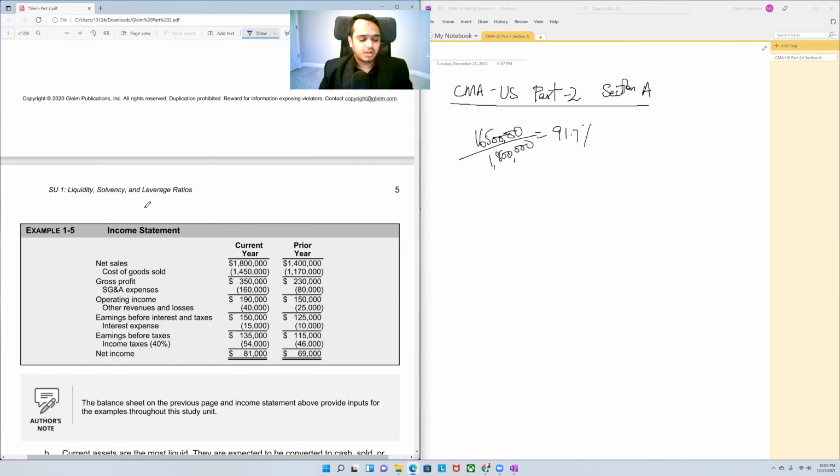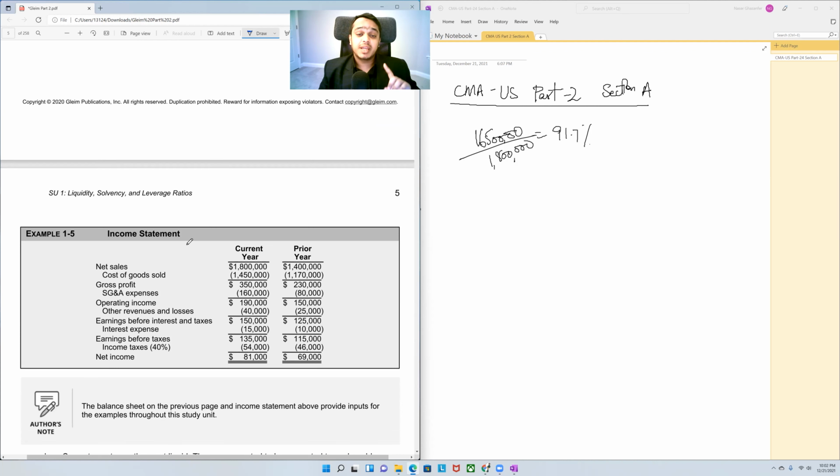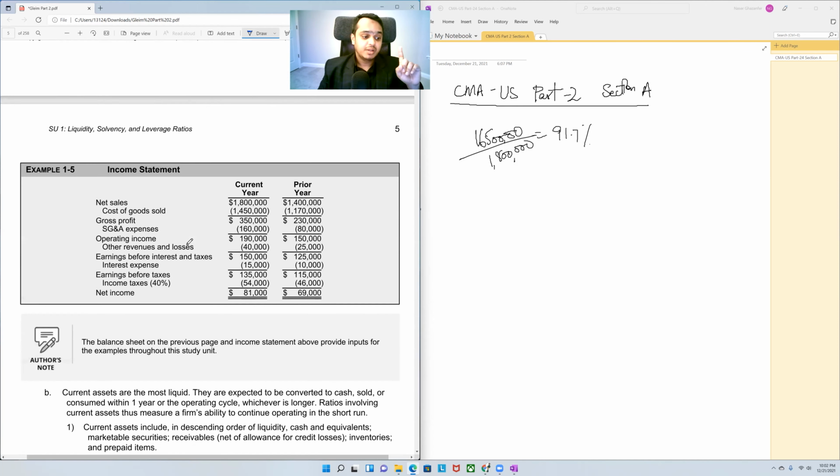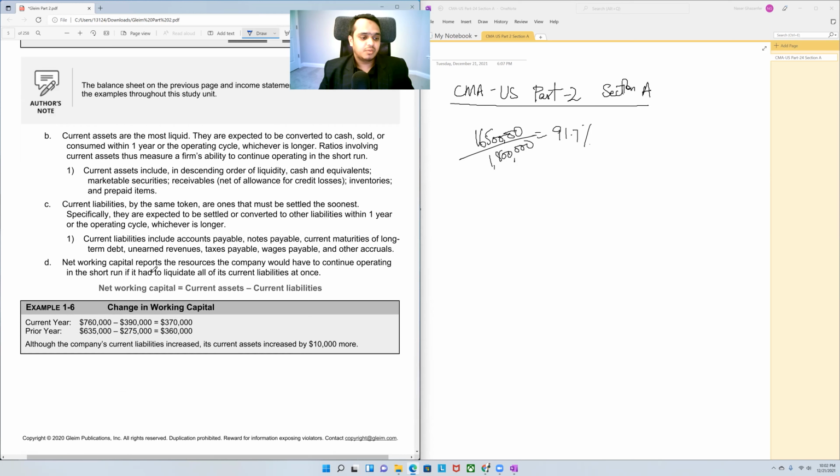Okay, so now we also have the income statement for the example. This is the illustration, or the dummy data, through which you are going to calculate all the formulas that are going to come ahead related to liquidity. So for liquidity, first, current assets minus current liabilities is your net working capital, and current assets divided by current liabilities is your current ratio.